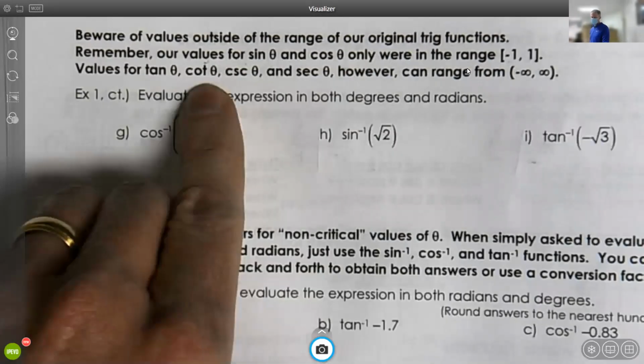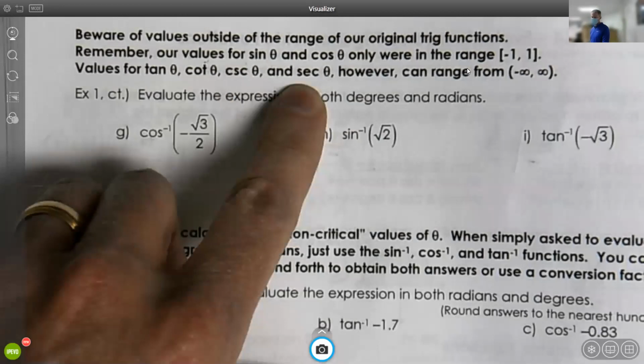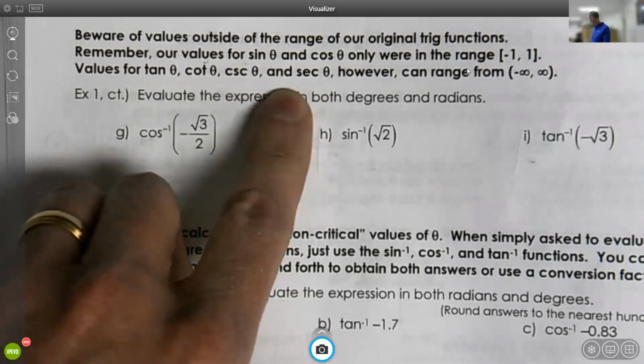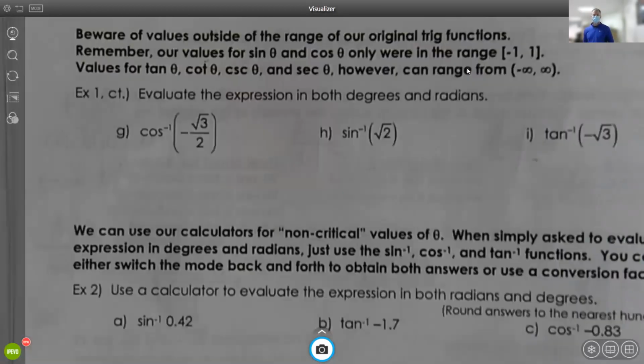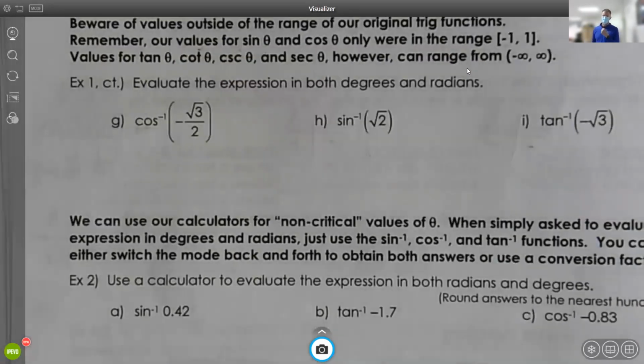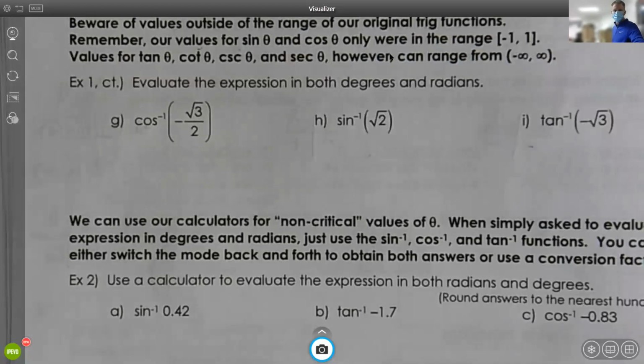And also, if you think about the reciprocals, those could also be values bigger than 1. Okay, so where is cosine √3/2? Why don't you guys work through G, H, and I, since they're pretty much the same questions that we've been talking about, and then pause the video and come back once you've worked those out.